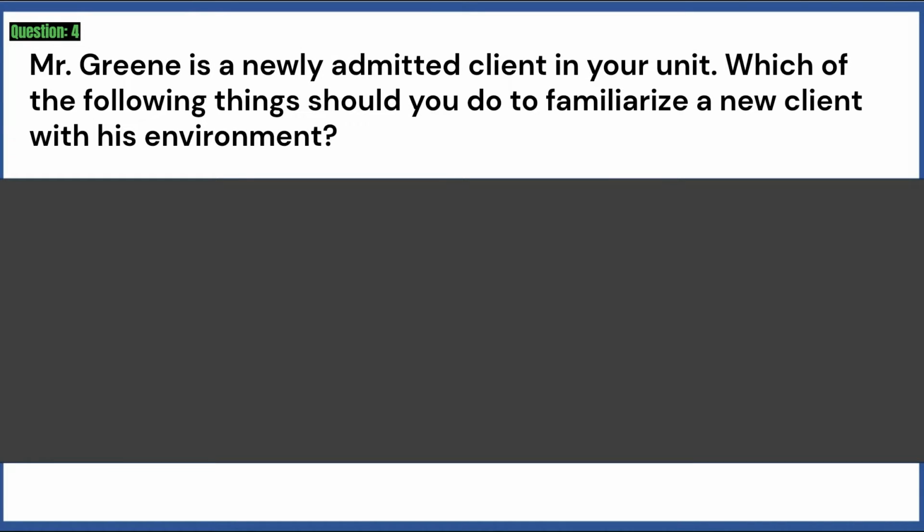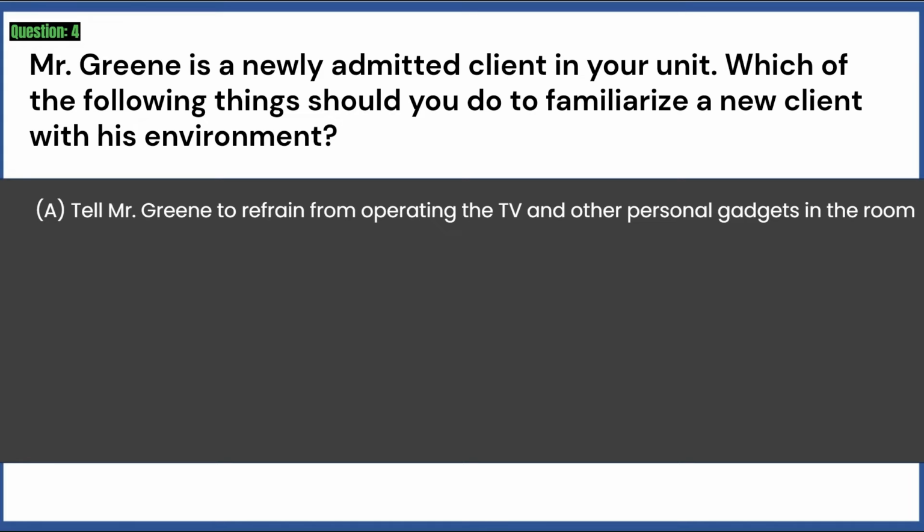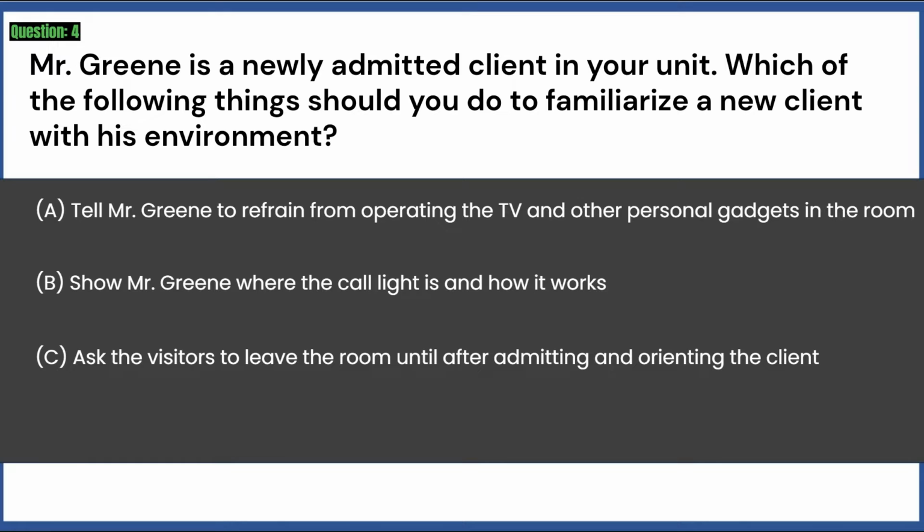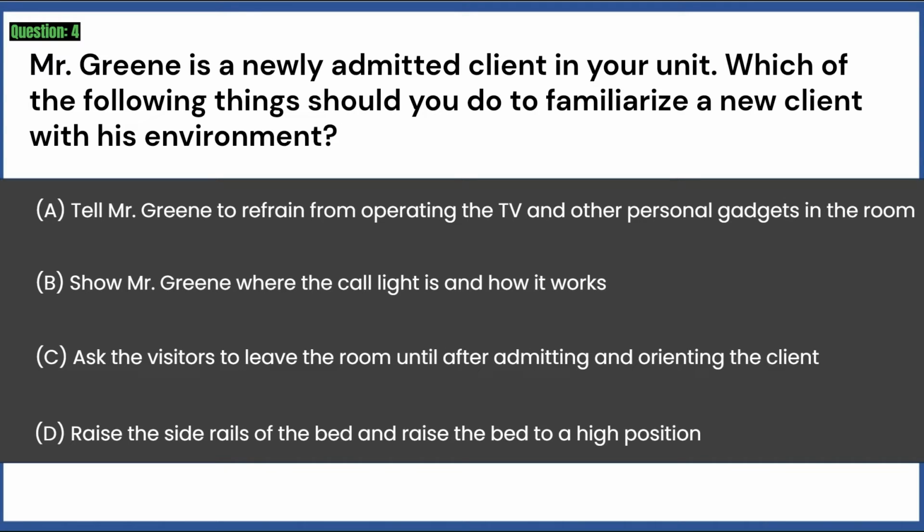Mr. Green is a newly admitted client in your unit. Which of the following things should you do to familiarize a new client with his environment? A. Tell Mr. Green to refrain from operating the TV and other personal gadgets in the room. B. Show Mr. Green where the call light is and how it works. C. Ask the visitors to leave the room until after admitting and orienting the client. D. Raise the side rails of the bed and raise the bed to a high position. Answer: B. Show Mr. Green where the call light is and how it works.